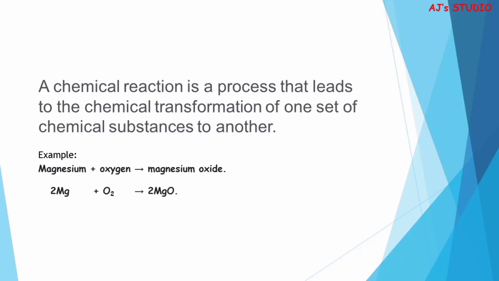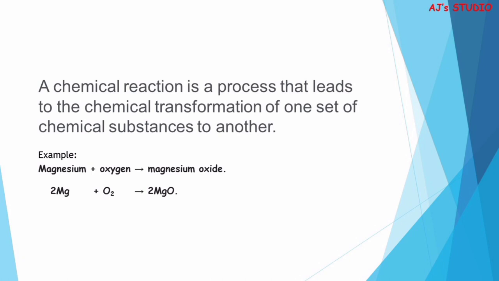From this, we can infer that oxides of metals are basic in nature. When metal oxides are dissolved in water, the metal ions react with water and form hydroxide ions, which makes the solution basic. From this activity, we could understand that a chemical reaction has taken place. Yes, when magnesium reacts with oxygen, it forms magnesium oxide. Here, one set of chemical substances has been transformed into another chemical substance.